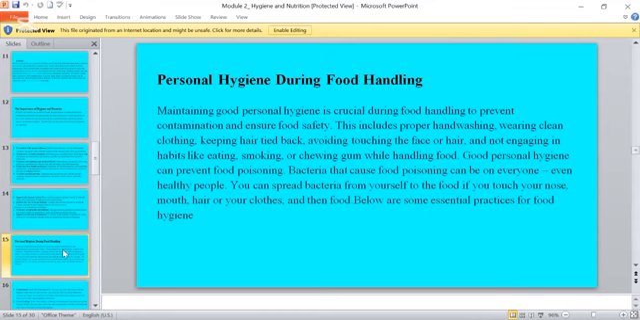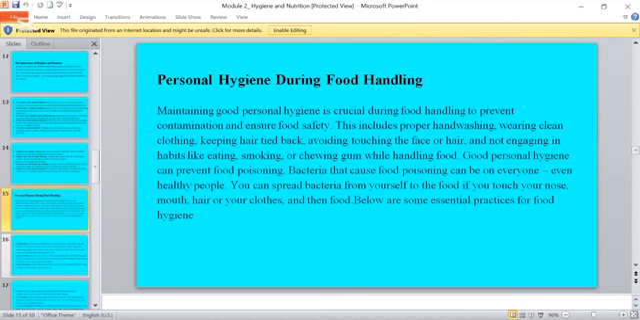This includes proper washing of hands, wearing clean clothing, keeping the hair tied back, avoiding touching the face or hair, and not engaging in habits like eating, smoking, or chewing gum while handling food. Bacteria that can cause food poisoning can be on everyone and even on healthy people. And you can spread bacteria from yourself to food if you touch your nose, your mouth, your hair, or your clothes, and then touch food.